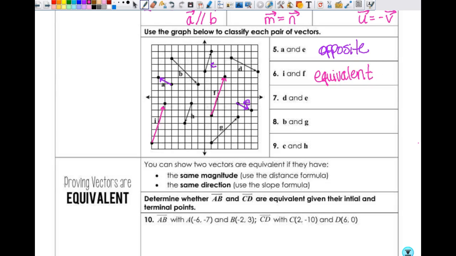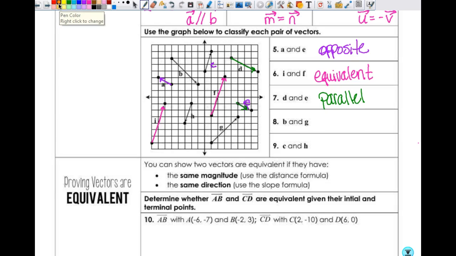All right, so then we're going to look at D and E. Here is D. Here is E. Parallel, because they do have the same slope. Okay, they can't just look like they do, but they do. If you count it, they just don't have the same magnitude, so they are parallel.